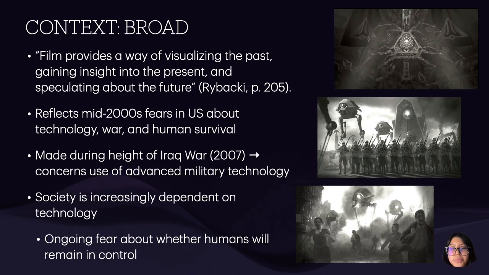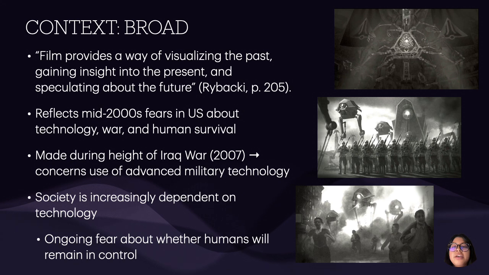Now, when looking at the broad context, Rybacki explains that films provide a way of visualizing the past, gaining insight into the present, and speculating about the future. Page 205. The broad context of Nine reflects mid-2000s fears in the US about technology, war, and human survival. During the time the film was being made, around 2006 to 2009, people were becoming more worried that technological advancements could become dangerous if not controlled. This is reflected in the film through Brain, the fabrication machine that turned against humanity.